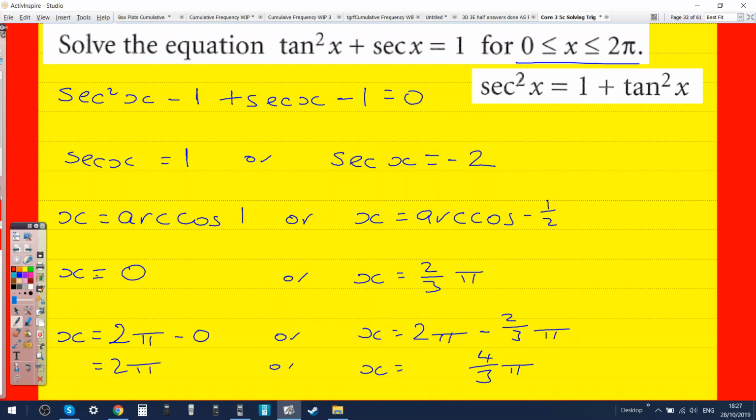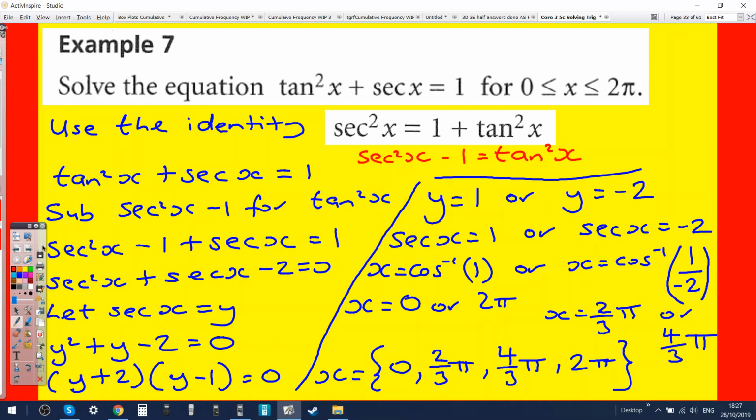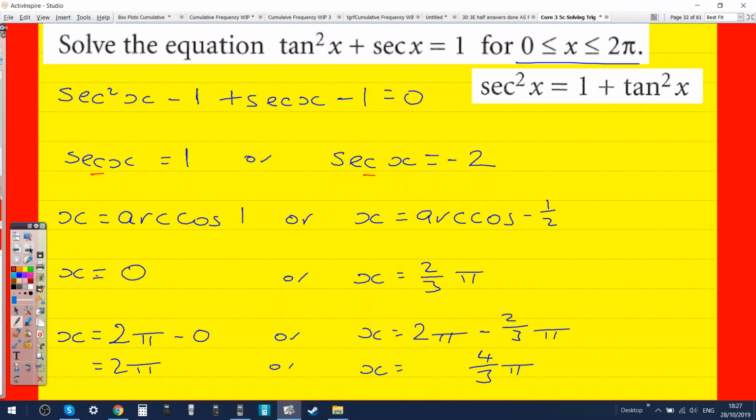Yes, so you had to use the identity to swap it out. So it's a quadratic, and then you just solve it from there and keep an eye on it, so it gets tricky. Sec, just look at the third letter. It's a C, so it's cos, and it's the reciprocal of cos. So 0, 2 over 3 pi, 4 over 3 pi, and 2 pi. Any questions about that one? Nope.